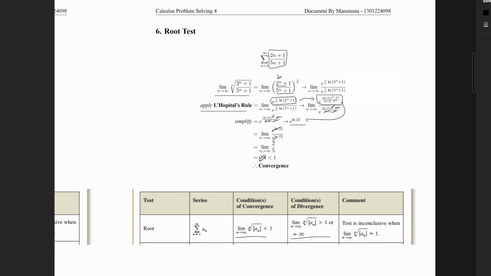2 over 5 is 0.4. We know 0.4 is less than 1. Therefore, we got this requirement correct. Therefore, it is convergent.